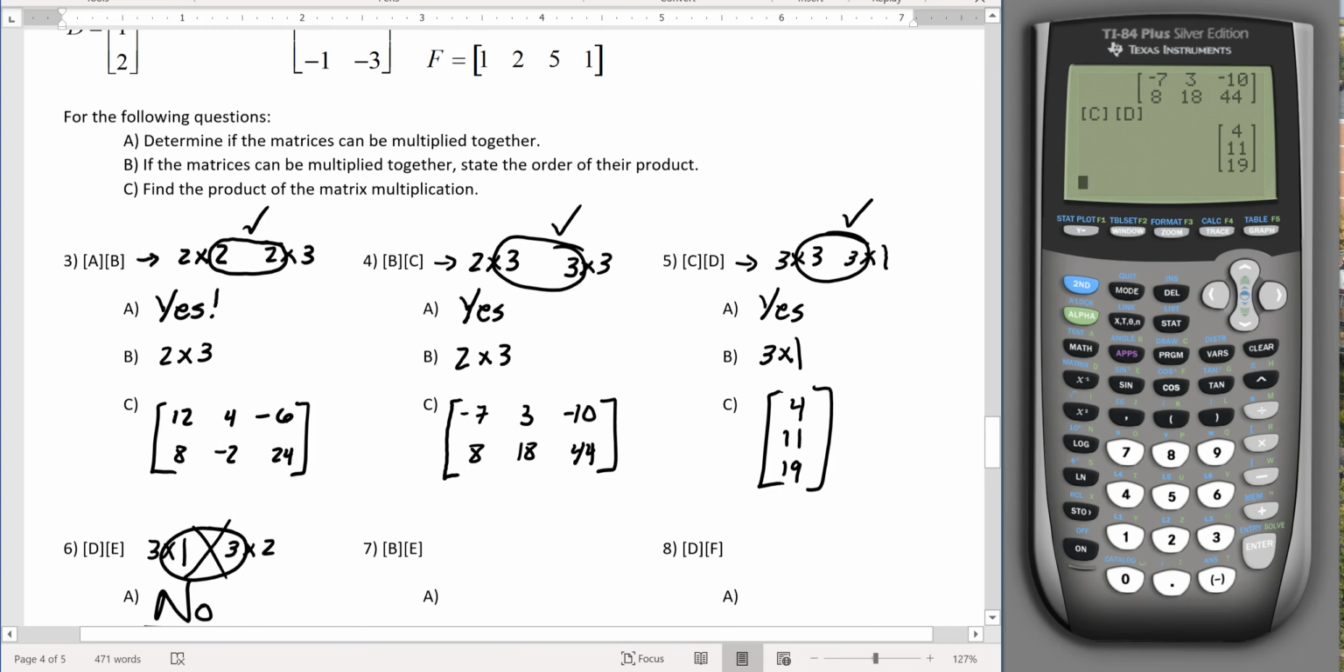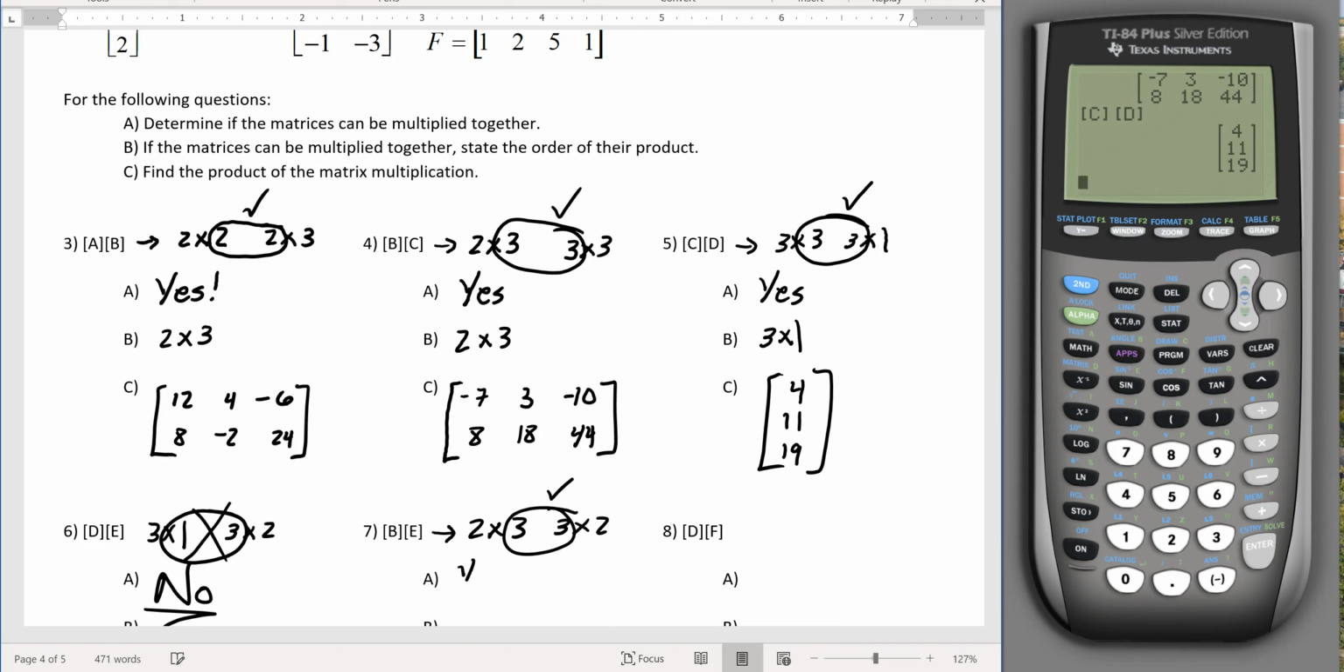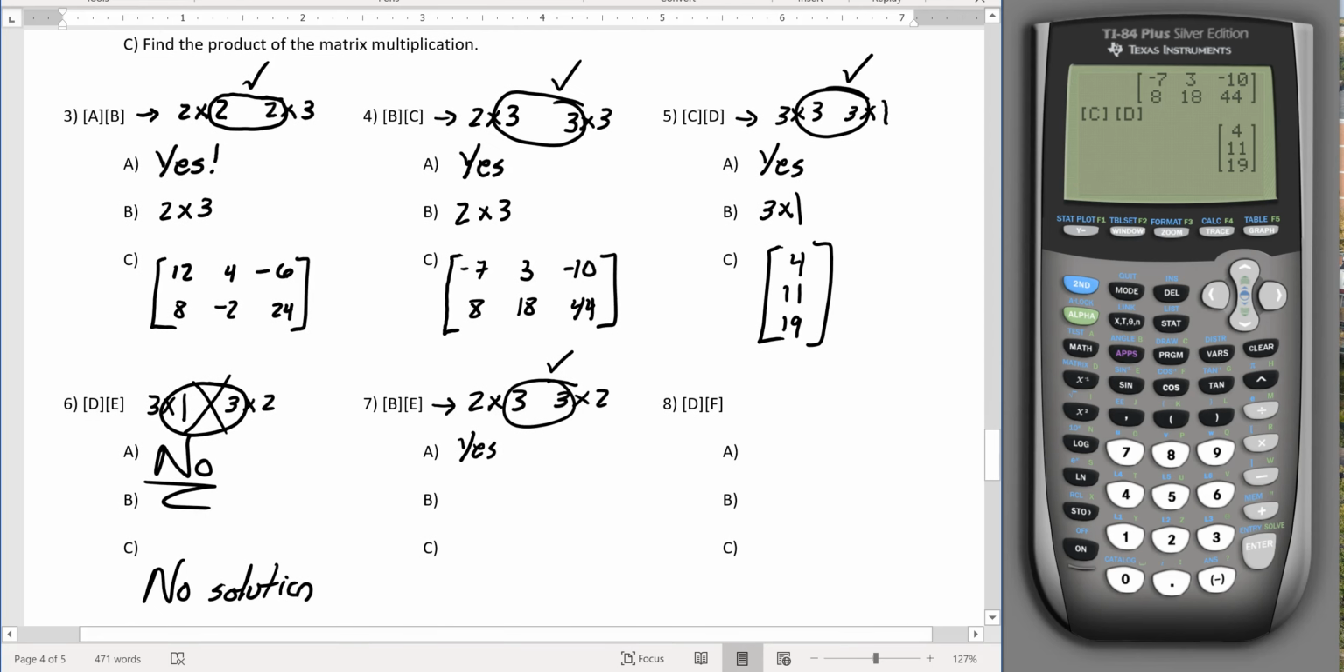So looking at 7, we have B times E. B is a 2 by 3. And E is a 3 by 2. So are the middle numbers the same? Yes, they are. So we can multiply them together. Now notice the outside numbers will give us that order. So this will become a 2 by 2 matrix. And now I need to insert E into my calculator.